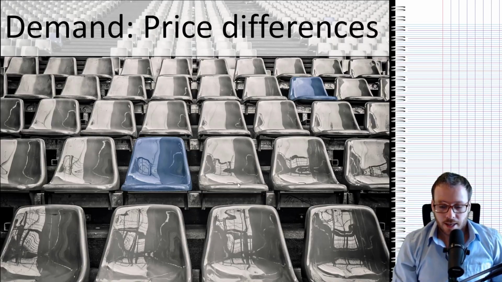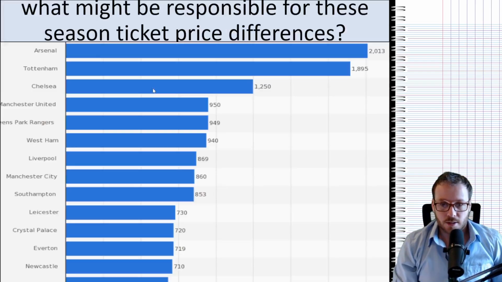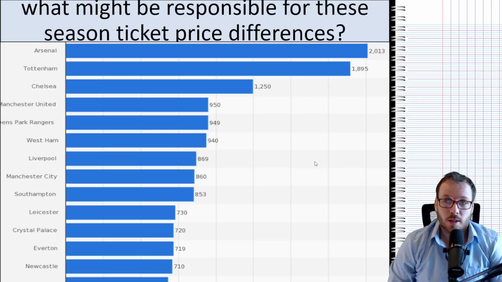So let's have a look at some exercises. We can see for these football teams that the price of season tickets is different. Can you pause the video and have a think about why some of these season ticket prices might be different?